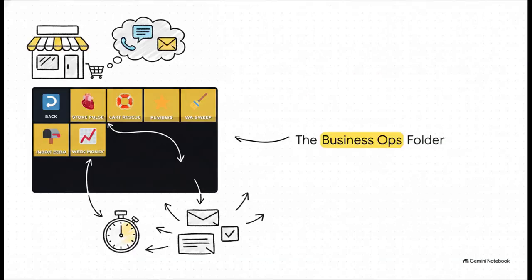Now, the business ops folder, this is definitely not for casual chatting. These prompts are wired directly into your real business tools, things like your e-commerce store platform, WhatsApp, and Gmail. They're designed to execute your daily tasks swiftly, doing things like drafting recovery messages or customer replies, all so you can just review and approve them in one quick batch.